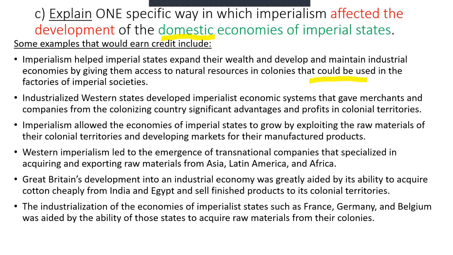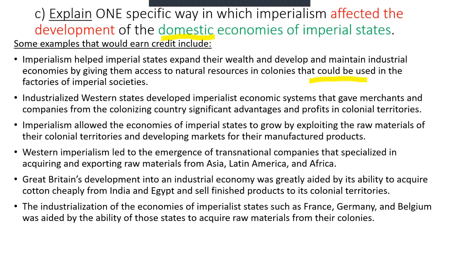Would I like to see something more complicated? Yes. But what is the impact on imperial states? It allowed their economies to grow. How are they able to grow? By exploiting raw materials and developing markets for their existing manufactured products. Same concept here. Great Britain's development into an industrial economy was greatly aided by its ability to acquire cotton cheaply from India and Egypt and sell finished products to its colonial territories.